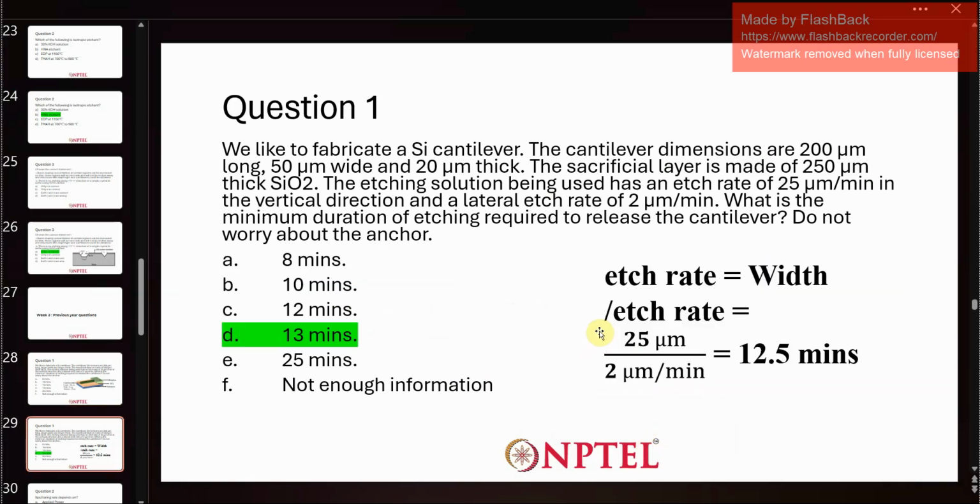As I explained, the width will be 25 micrometer because the agent will be acting from both directions. So the width which needs to be etched by the agent from one direction is 25 micrometers. Since it's double, the time will be half. So it's 25 micrometer and the etch rate in the lateral direction is 2 micrometer per minute. So the total duration which we need is 12.5 minutes. Since 12.5 minutes is not given, we'll consider the answer as 13 minutes. Did you get the answer?